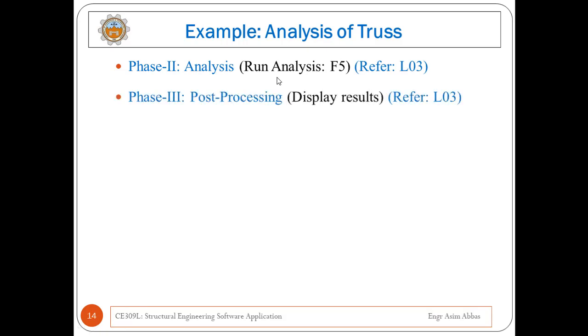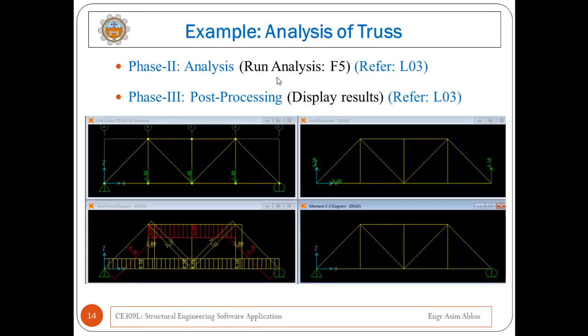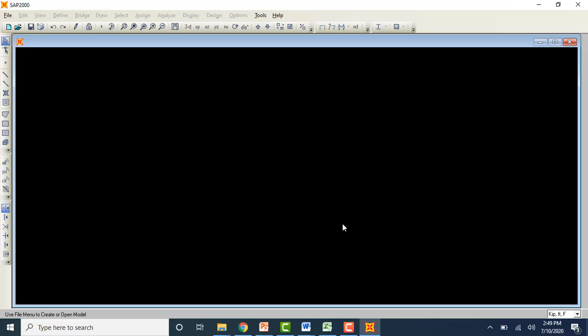Now phase 3, where different analysis results are displayed. For the given example of truss, different analysis results are shown in the diagram. In the diagram, there is a joint reaction and axial forces diagram. As I told you, there is no bending moment in the truss element, so the bending moment values are 0. Now I will solve this example step by step in SAP2000.